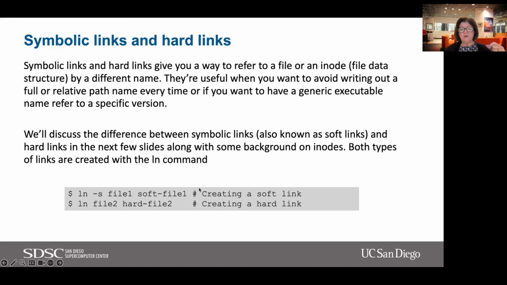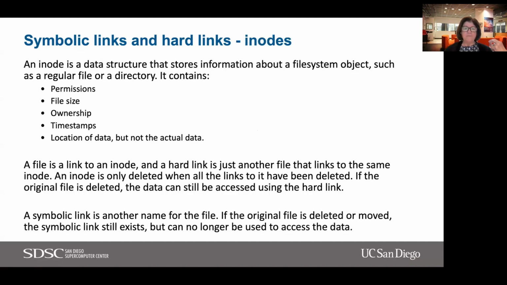So this one here is creating a soft link between soft file and file 1. And here we're making a hard link between file 2 and hard file 2, and I'll show you examples about that. So, symbolic links. An inode is a data structure that stores information about a file. It has permissions, file size, ownership, timestamps, and location of data. A hard link is just another file that links to this inode.